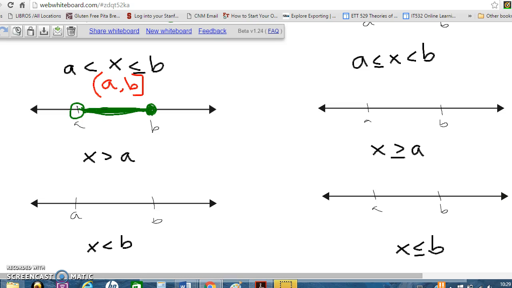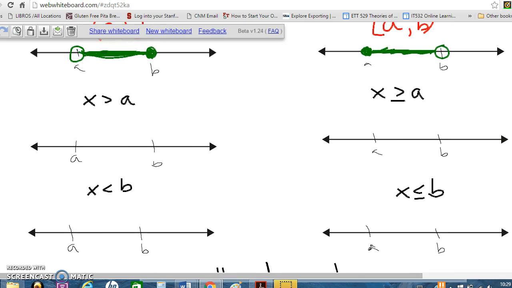Now I'm going to come here, and again I have the number between A and B. A is included but B is not, so I'm going to make a closed circle for the A, and I'm going to make an open circle for the B, and I'm going to color everything in the middle. And so if I write that in interval notation, my starting point is A, ending point is B. A is included, therefore I'm going to use a bracket, but since B is not, I'm using a parenthesis.